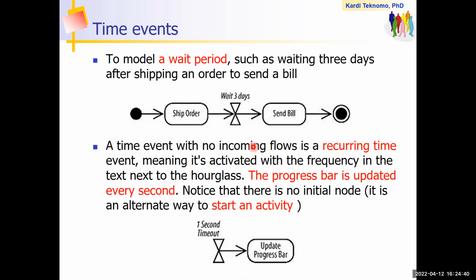Another example here is a time event with no incoming flow. Every 1 second, update the progress bar. So this time event here will be triggered every 1 second. That's the meaning of updating this progress bar.